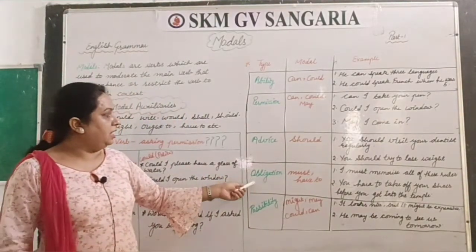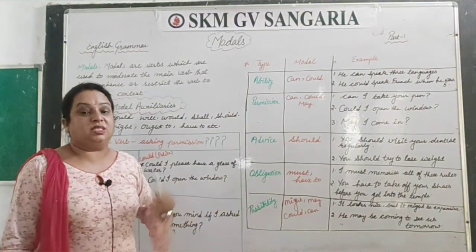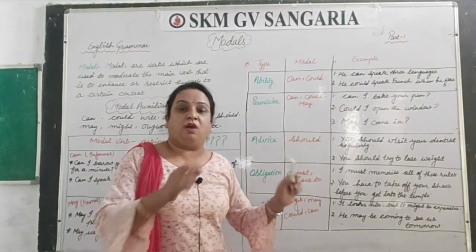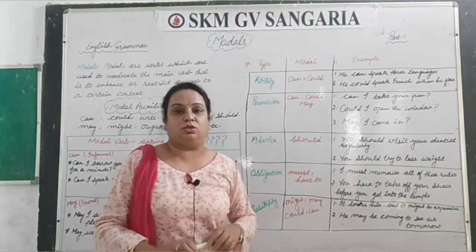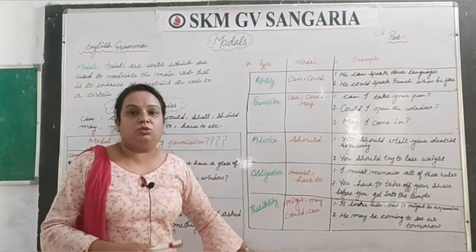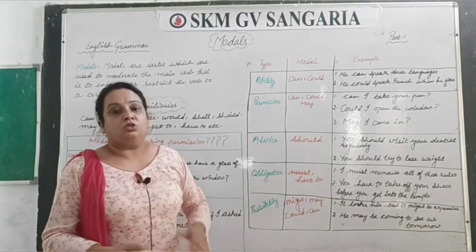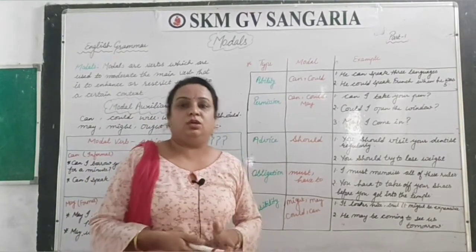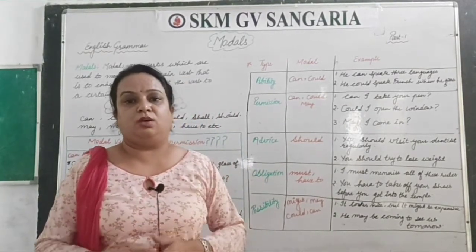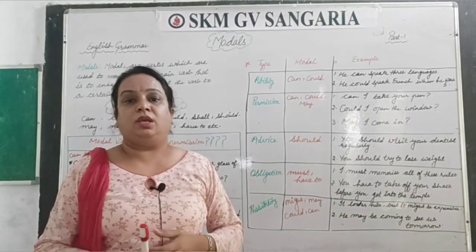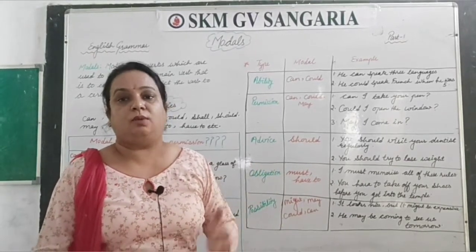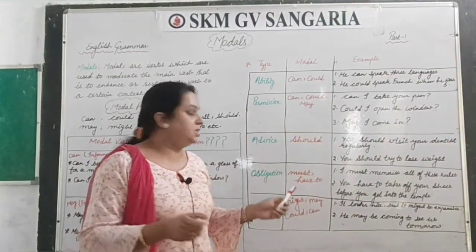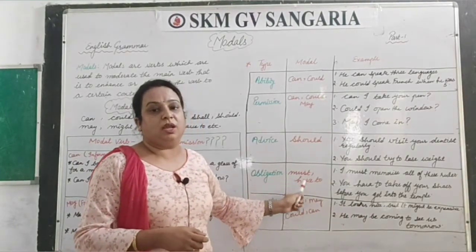Next come to the next type, that is obligation. If necessity is there, obligation is there, then you have to use must or have to, like you have to do this 100%. For example, I am telling you the rules of the modals, so you must learn all these rules. You have to learn these rules because you have to speak good English, you have to write good English, and you have to do the editing in your exam and all that, right? So when there is obligation, when there is necessity, then you have to use must and have to.